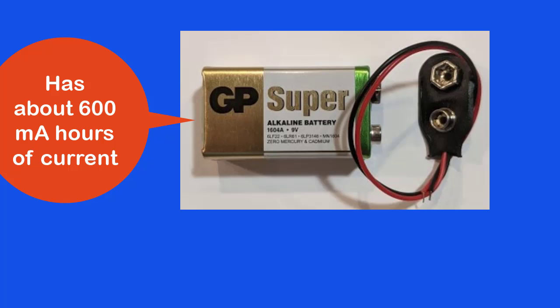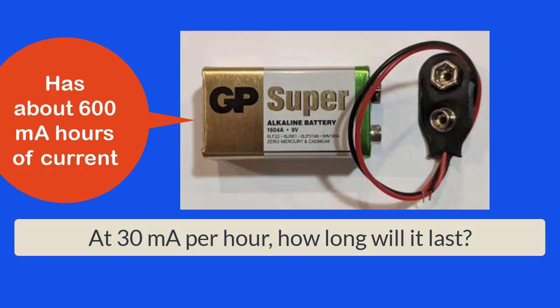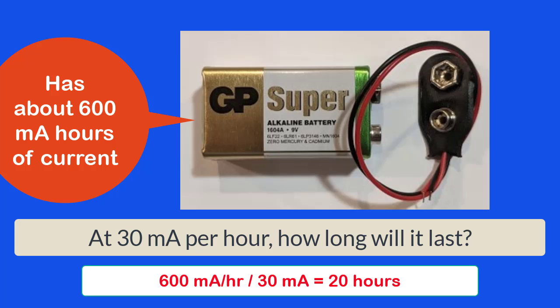A typical 9-volt alkaline battery has about 600 milliamp hours stored in it. If the radio consumes 30 milliamps per hour, how long will the battery last? About 20 hours of continuous use. That is, 600 milliamp hours divided by 30 milliamps is 20 hours.